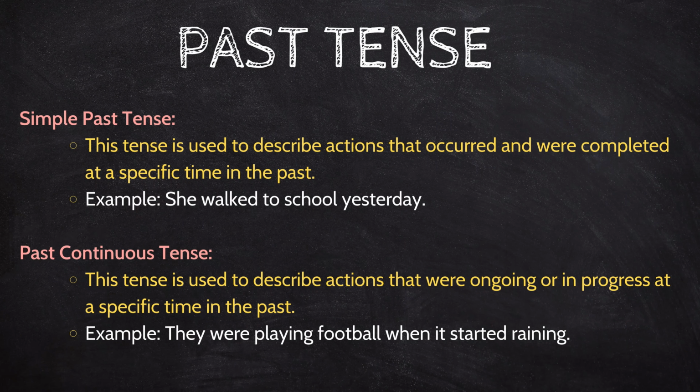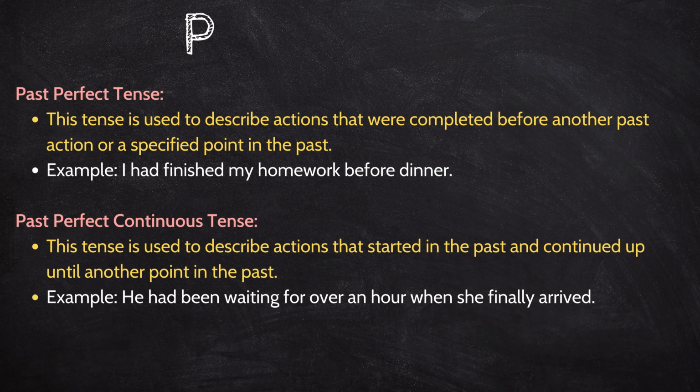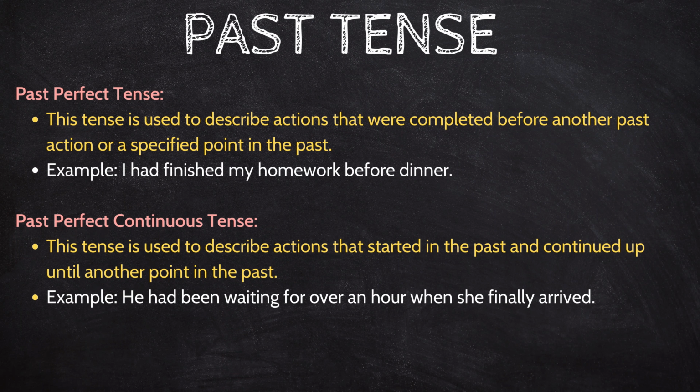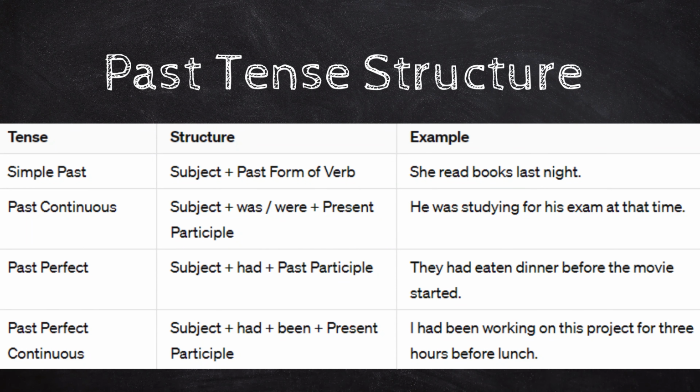Also, don't think that only these two are there for past tense, and for present there are four. Actually, for present, past, and future, there are four types of tenses each. So for past tense, there is also past perfect tense and past perfect continuous tense. What is past perfect tense? This tense is used to describe actions that are completed before another past action or a specific point in the past. It means an action that happened prior to any other action. I had finished my homework before dinner. And like that also, just read that.